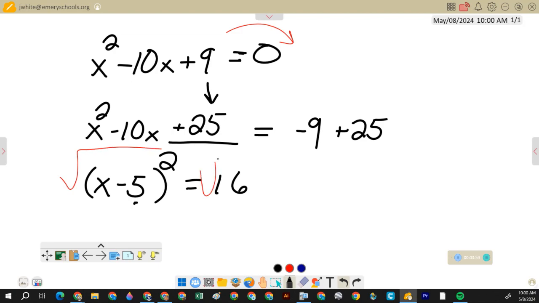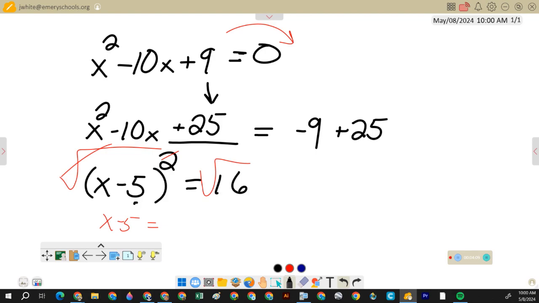Square root this, square root this, square root and the squared cancel, and I get x minus 5 is equal to... Some of you aren't paying attention to this. You're really going to want to see this. This is kind of important. So what does that equal?